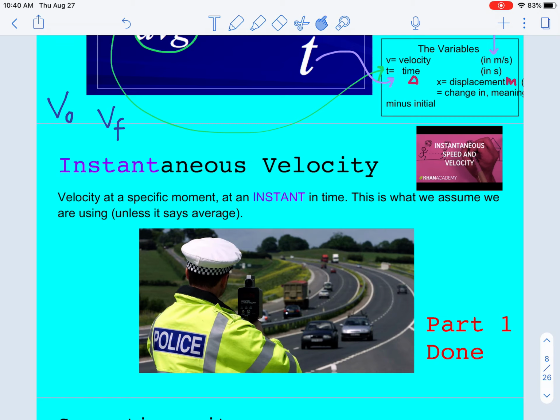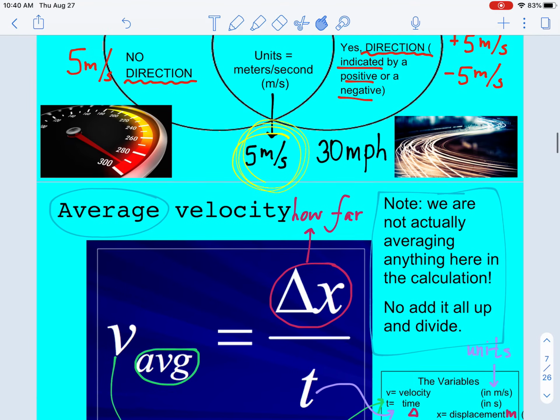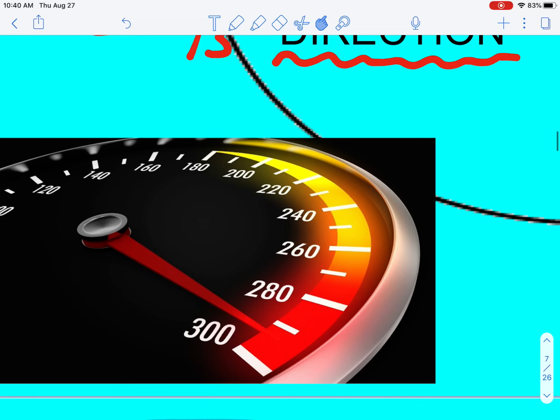This is slightly different than instantaneous velocity. Instantaneous velocity is a velocity at a specific moment, at an instant in time. This is what we often assume that we're using in physics. We like this a little bit more. This is what a radar gun that a police officer might use measures to say you were going 33 miles per hour in a 20 mile per hour zone. They are measuring your instantaneous velocity. Now, when you're driving in your car and you see that speedometer change, that's also your instantaneous velocity.